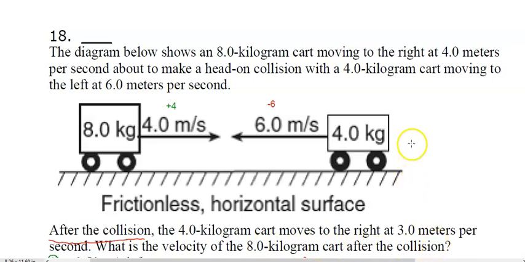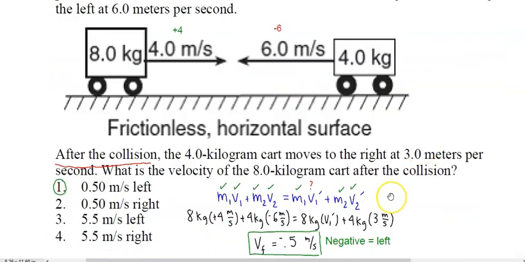So you can see that this is another elastic collision problem. The carts do not stick together, but they bounce off each other. Let's take a look at the solution as we apply the conservation of momentum expression: m1v1 plus m2v2 before the collision equals m1v1 prime plus m2v2 prime after the collision. This is a very easy problem once you understand that momentum before equals momentum after, and that the velocities are positive 4 and negative 6 respectively.